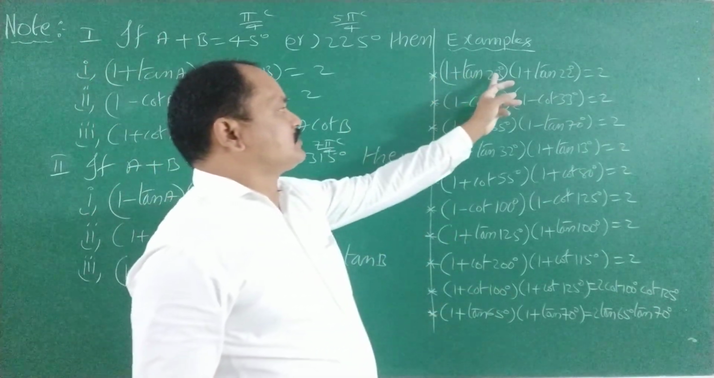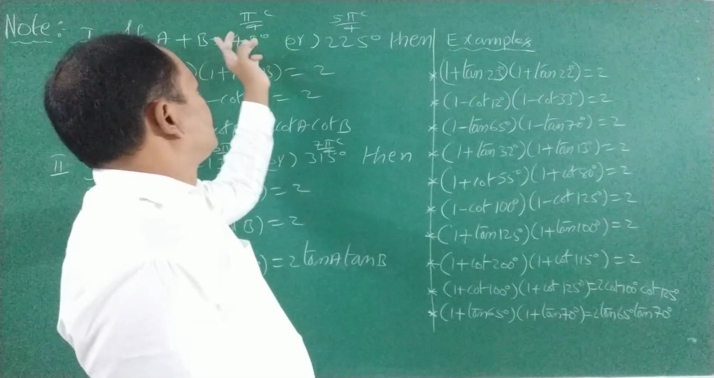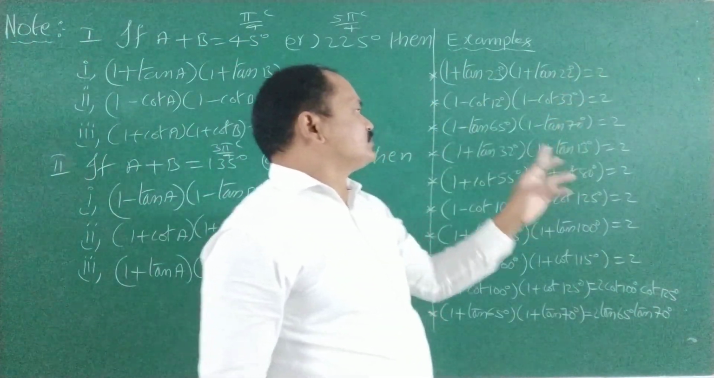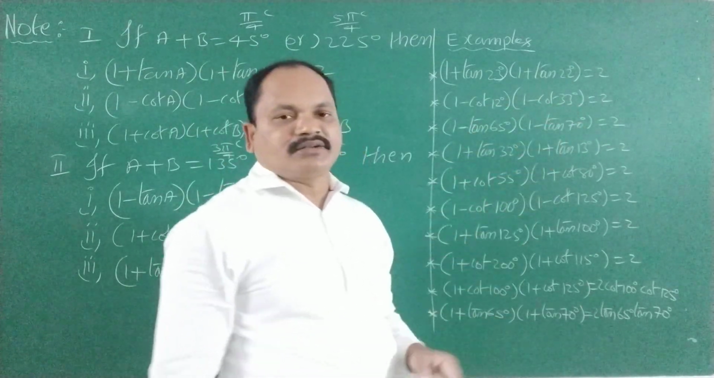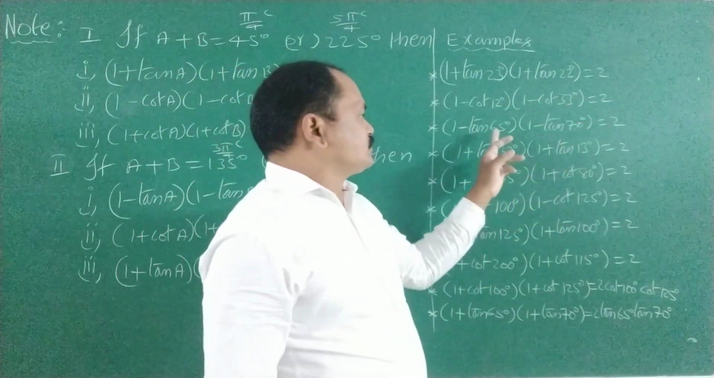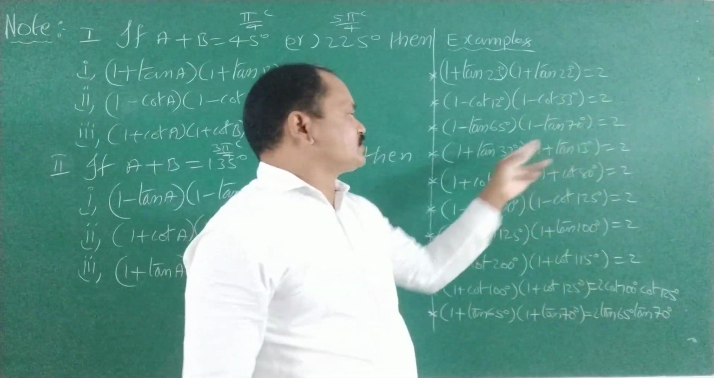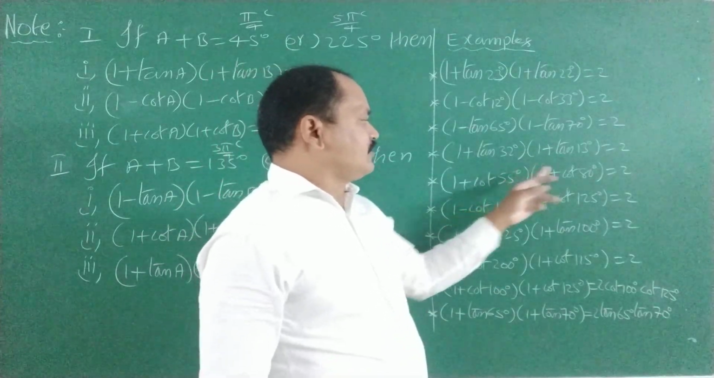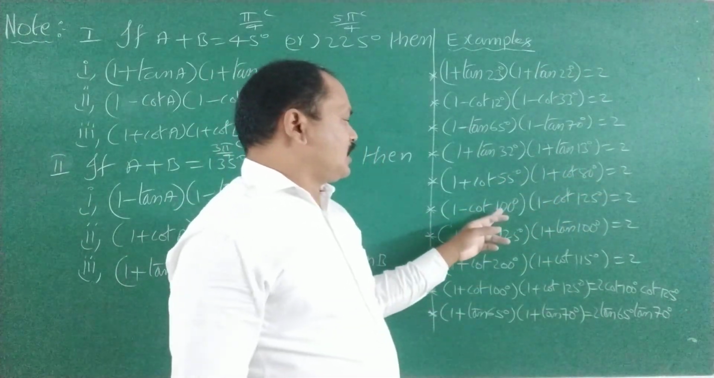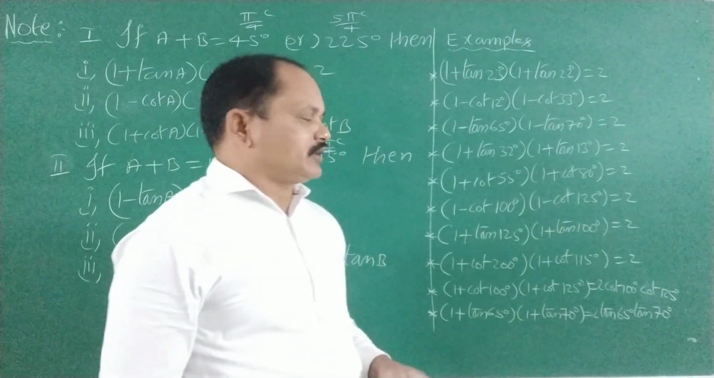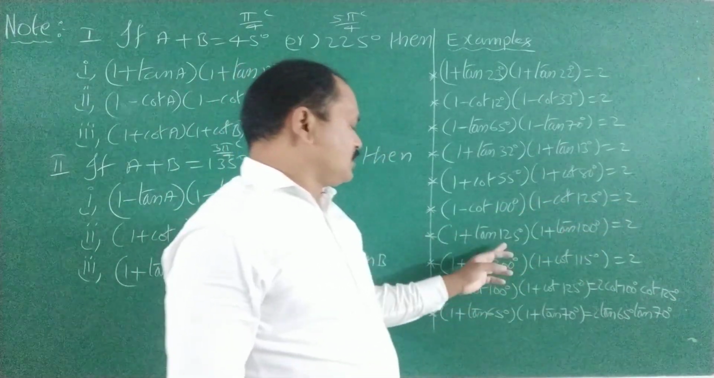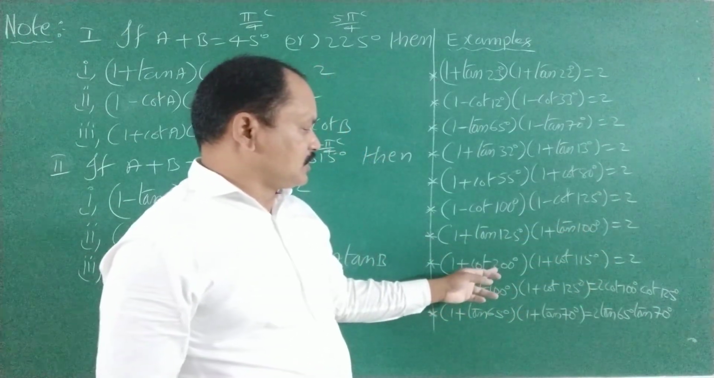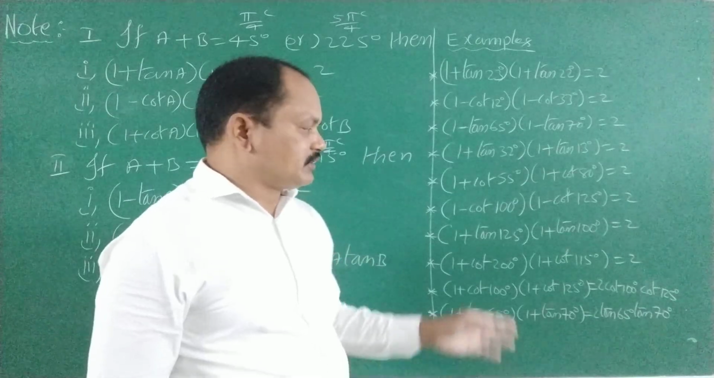Observe the sum of the angles. A plus B is 45, then (1 plus tan A)(1 plus tan B) is 2. For 45 it is 2, for 135 it is 2, for 225 it is 2.